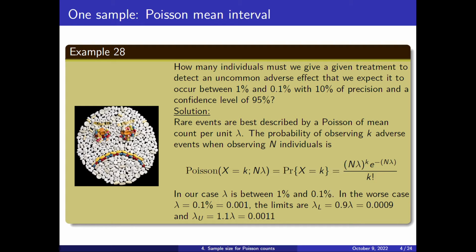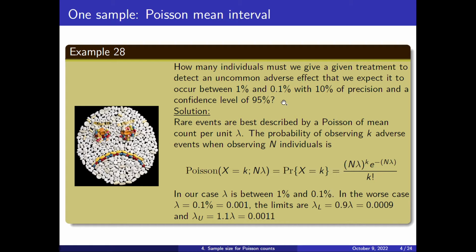So the first case, constructing a confidence interval for the Poisson mean. Let's say that we are interested in uncommon adverse effects, that we expect them to occur in 1% to 0.1% of the population. So you see that lambda here, the mean of the Poisson count, is a probability, and it is a probability of a very rare effect.